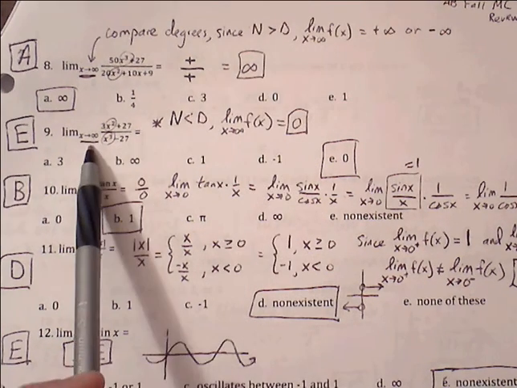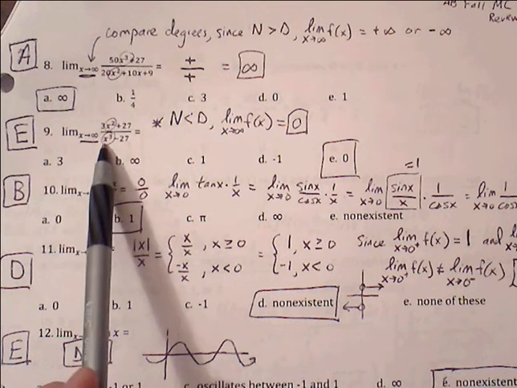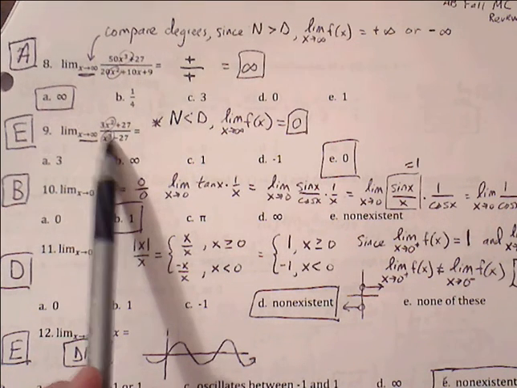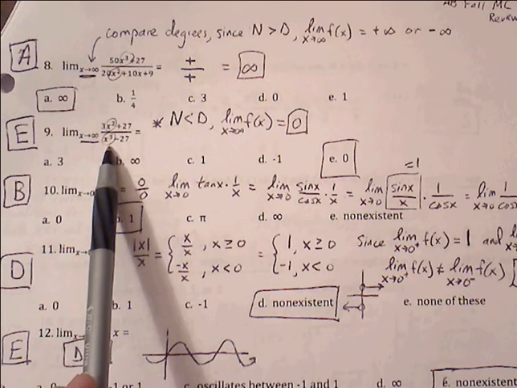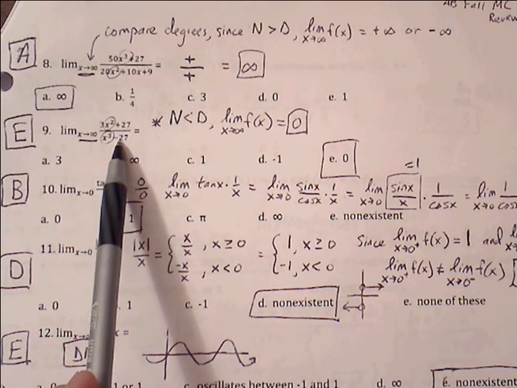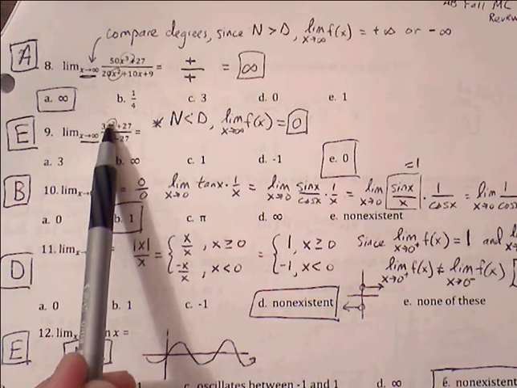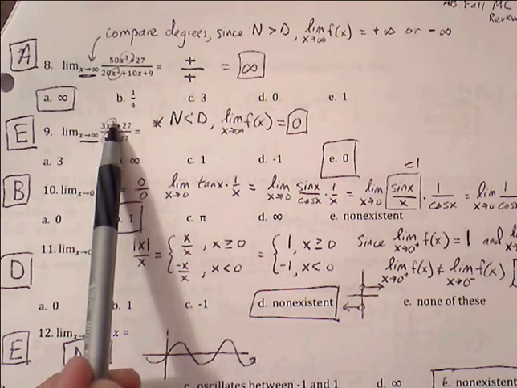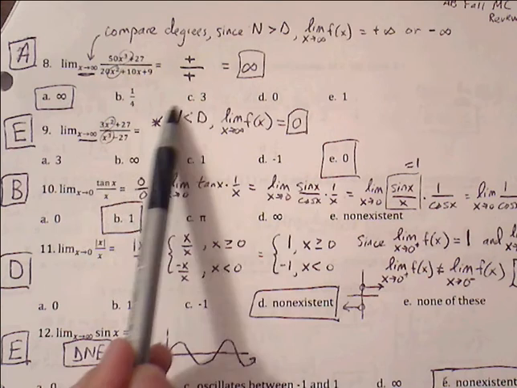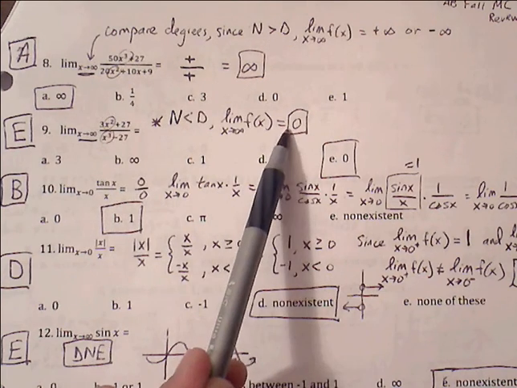Number 9, again, approaching infinity, so we want to compare degrees. Numerator and denominator have different degrees. Denominator has a higher degree. So if you think about it, if your denominator is growing at a faster rate than the numerator, then this fraction is going to get smaller and smaller over time, and eventually will go to 0.